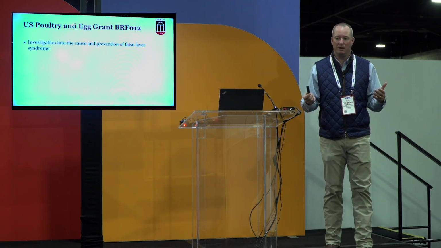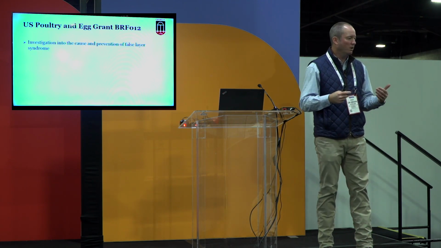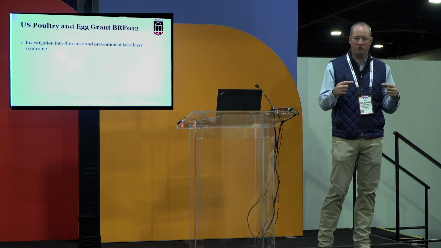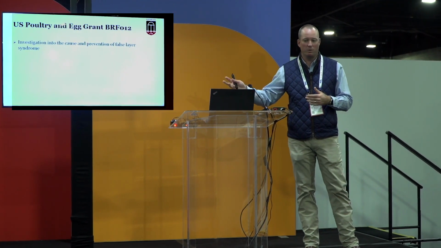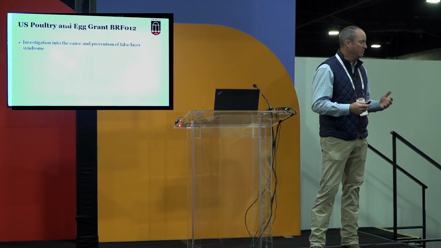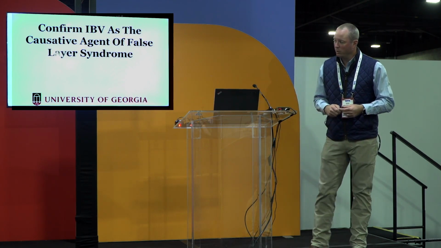So each year, as you may be aware, the US Poultry and Egg Association puts out a special call for, I would say, projects that are addressing a very timely and relevant issue. And this year, false layer syndrome was one of those. We put together this grant proposal. We were very fortunate to receive this grant from US Poultry and Egg Foundation. And so here's what we went through.